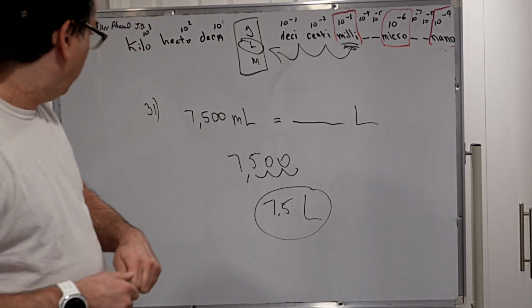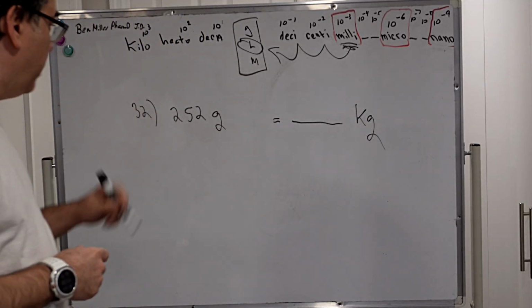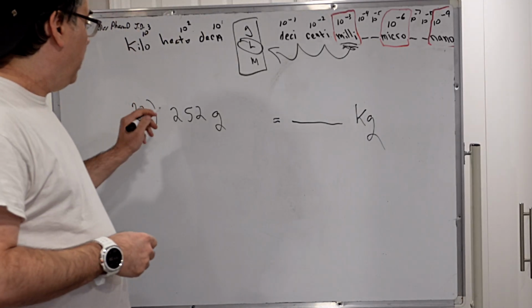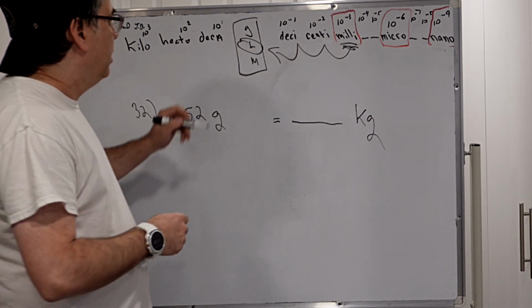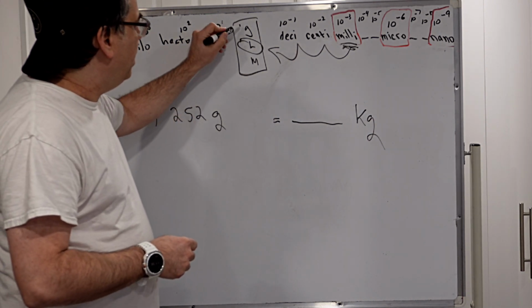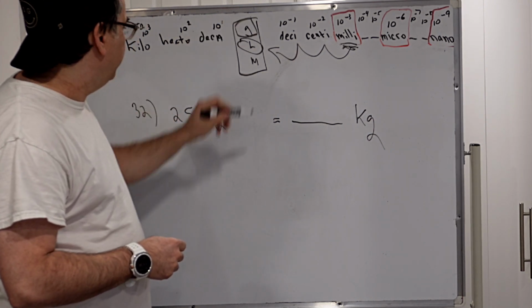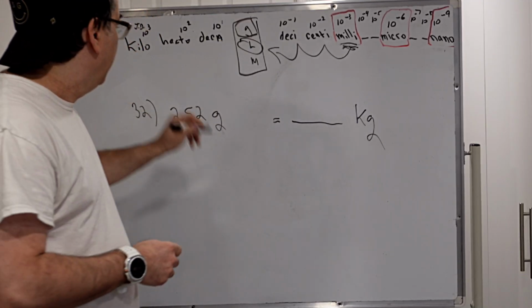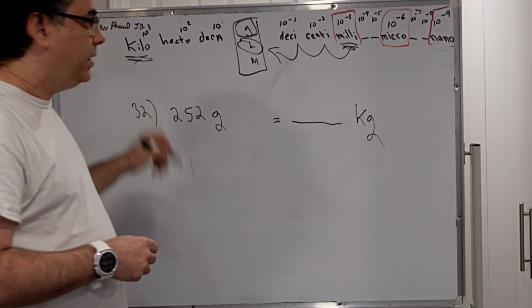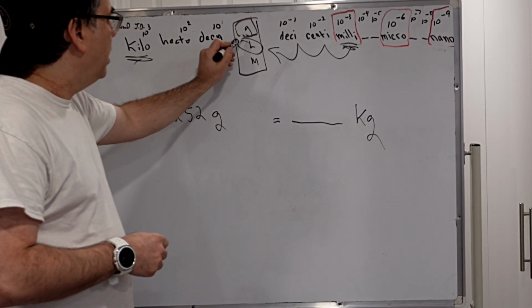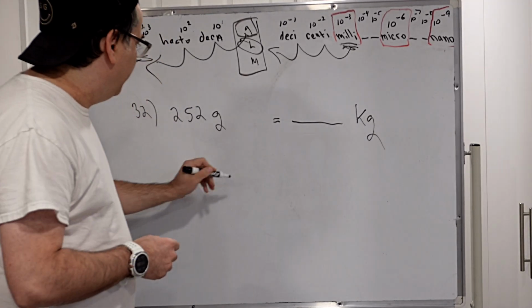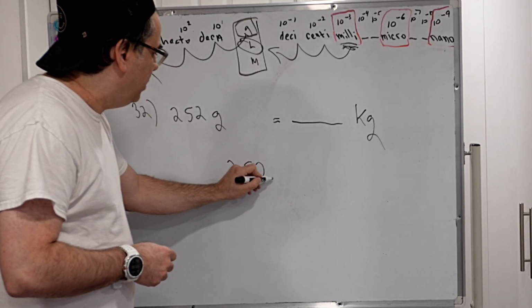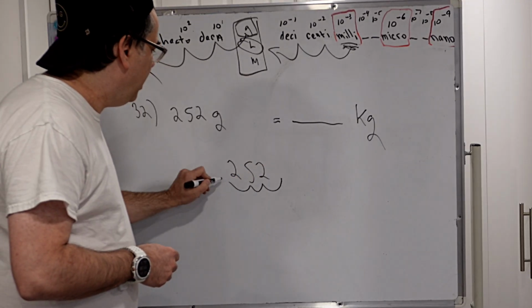Okay, let's do number 32. Let's keep going. Okay, so we have question number 32. 252 grams is equal to how many kilograms? So again, in this question, we are starting over here, grams, a base unit, and kilo over here, 10 to the 3. So we're moving 3 to the left. So we have 252, 1, 2, 3.